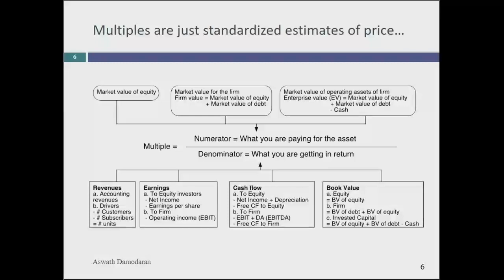You could divide by book value, which is after all what the accountant thinks the company is worth. You can divide by book value of equity, or you can divide by book value of equity plus book value of debt, which is the book value of the firm, or you can take book value of equity plus book value of debt minus cash, which is invested capital, which is what we've used. So in the denominator you have a scaling variable, in the numerator you have a market cap.